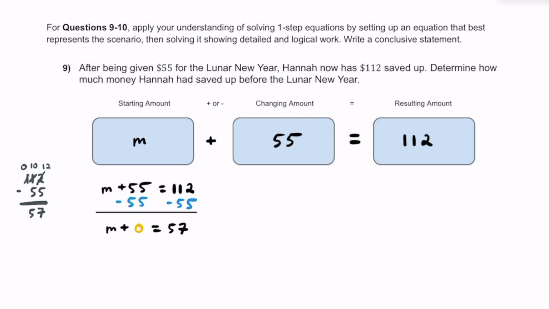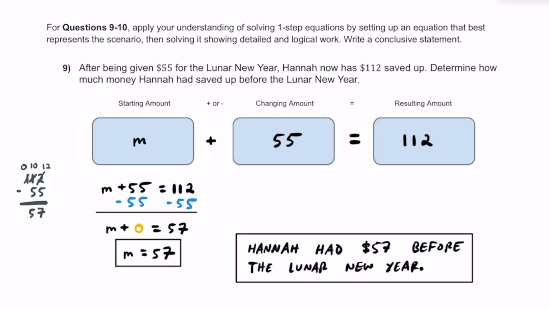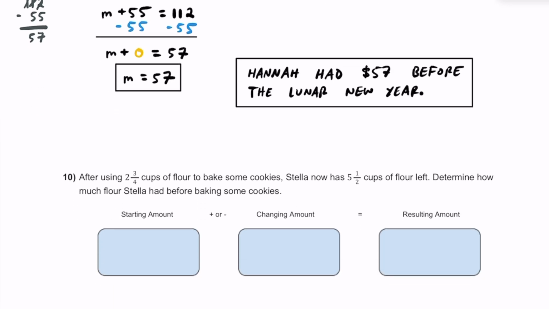All right. Using the identity property of addition, we can drop that 0 and just say m is equal to 57. Now, what did m represent again? M represented the starting amount, or how much money Hannah had before the Lunar New Year. So we can conclude that Hannah had $57 before the Lunar New Year. All right, let's go ahead and try one more problem here.